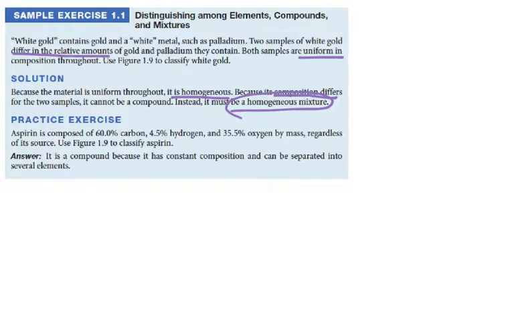And then aspirin, made up of these percentages of different elements, and we want to classify aspirin. So it has a constant composition, and it can be separated into different types of elements, or it's made up of more than one type of atom, so that makes it a compound.